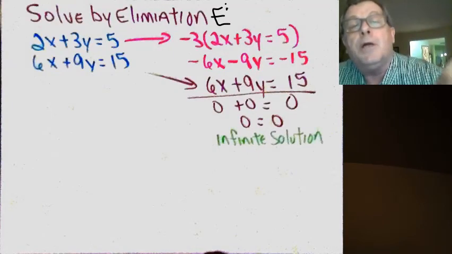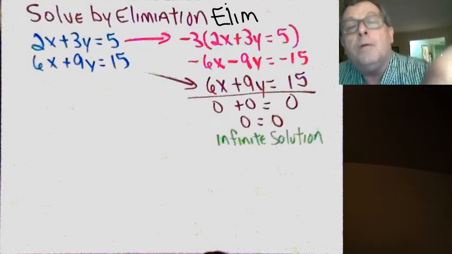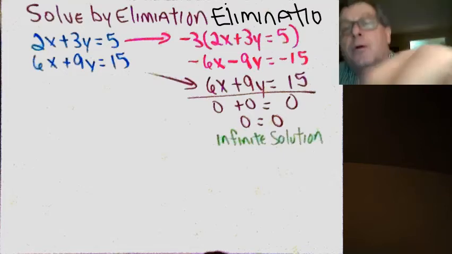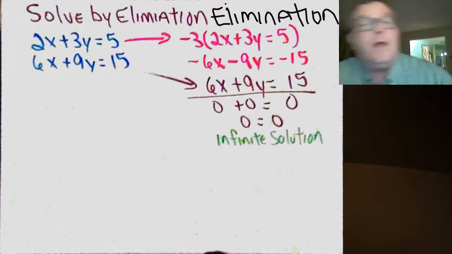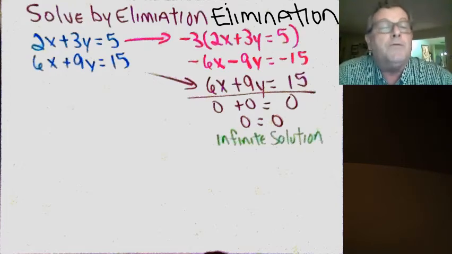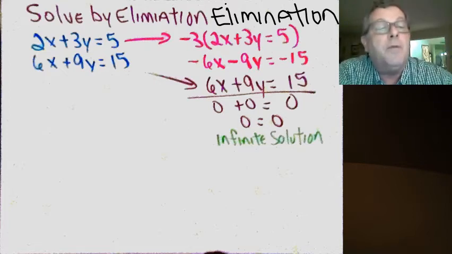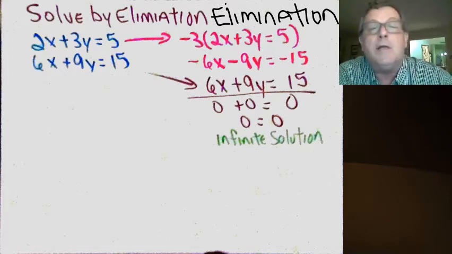Okay, let's look at a couple more, and we're going to wrap this all up. Now, I've got two linear equations here: 2x plus 3y equals 5, and 6x plus 9y equals 15. I'm first looking here, and I say, okay, if I multiply the first equation by minus 3, I can get a minus 6x and a 6x, and cancel the x out. That sounds like a good idea.